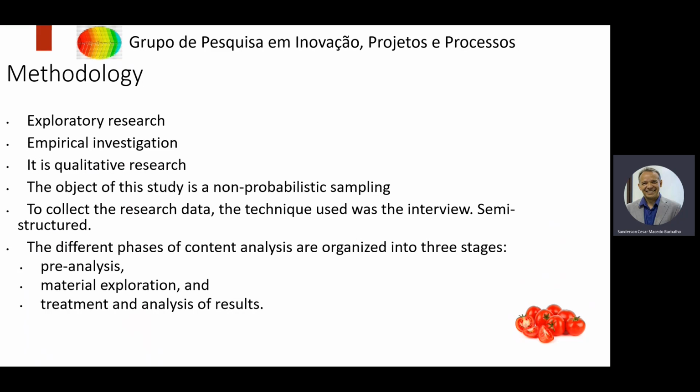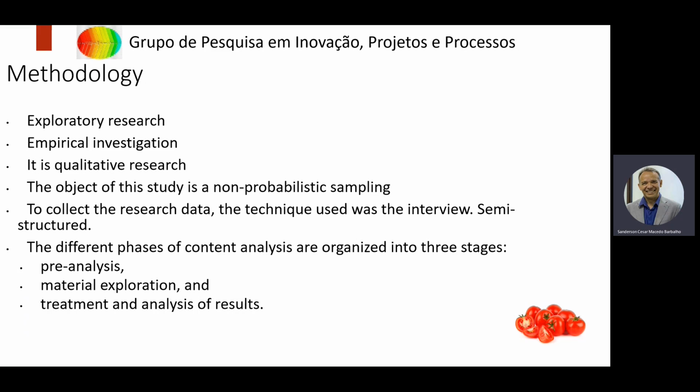The sampling was non-probabilistic because we had a table with a lot of tomato producers that were suppliers of the Heinz industry, and we chose some of them in terms of the technology introduction they had, and the amount of tomato that they sold to the company and so on. To collect the research data, the technique was the interview, as I already said, a semi-structured interview.